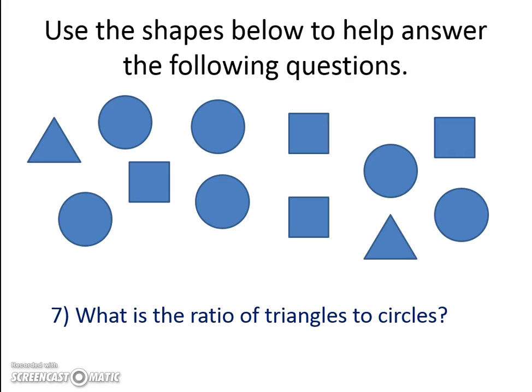Here's another problem. Pause the video and try this one. Okay, let's check your work. If I want to write the ratio of triangles to circles, I would count 2 triangles and then 6 circles. So my ratio is 2 triangles to 6 circles, or 1 to 3.